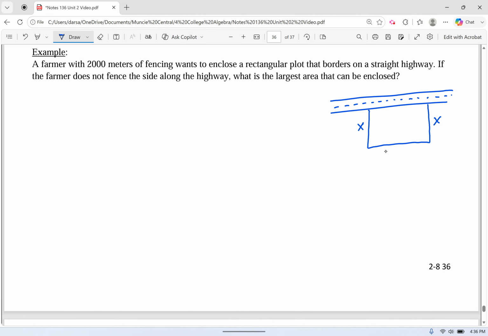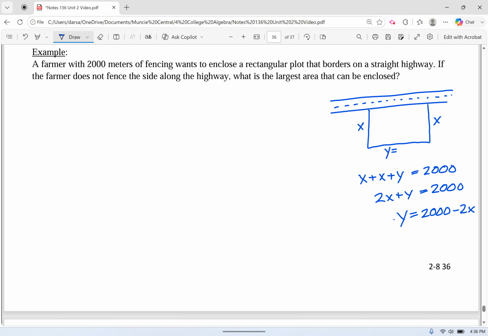So let's, for just the moment, label this side Y. But we know that X plus X plus Y has to equal 2,000, right? So that's 2x plus y has to equal 2,000. Well, if we get y by itself, that side can be represented by 2,000 minus 2x, and what's left will become this length over here. So this side will be 2,000 minus 2x.